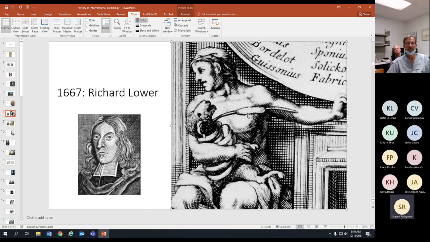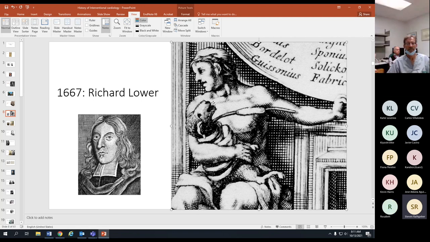So with the newfound comfort in accessing the vascular system, this really set the stage for an English clergyman named Stephen Hales. And he had a fascination for blood pressure and cardiac output.